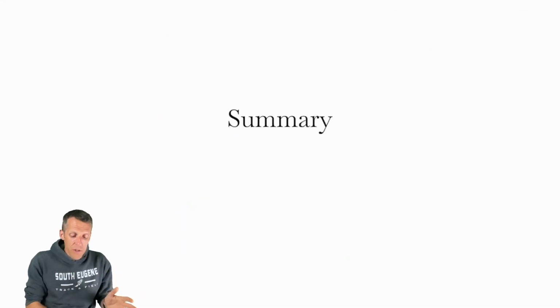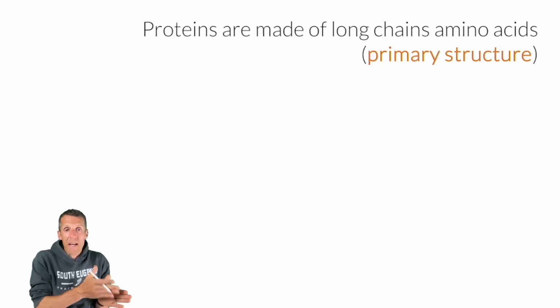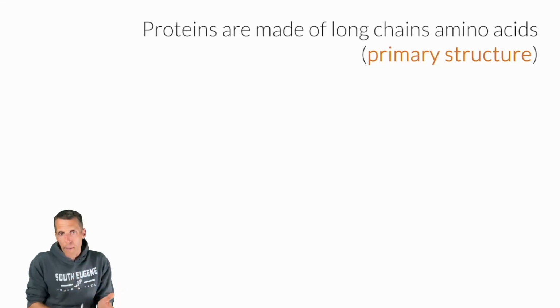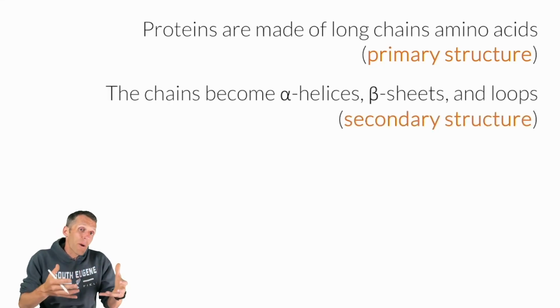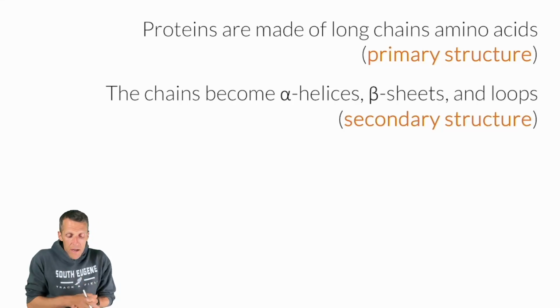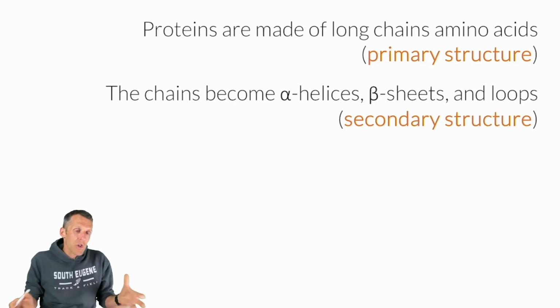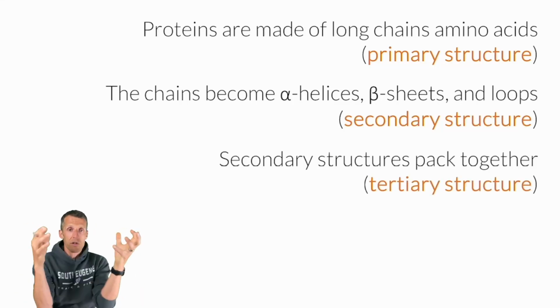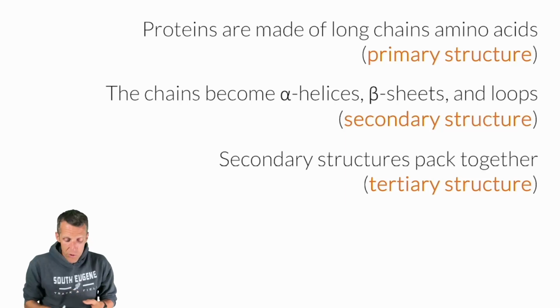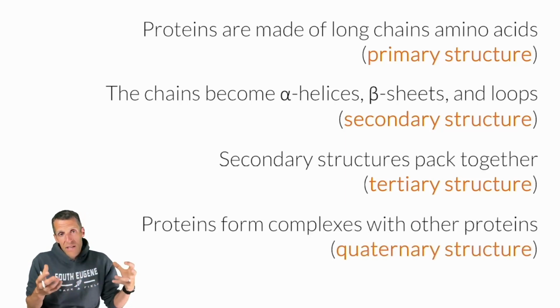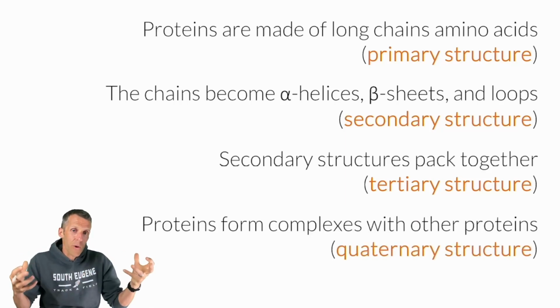Okay, so we're just about done. I just want to summarize really quickly. Proteins are made out of long chains of amino acids joined by peptide bonds. This is the primary structure, whatever the sequence is. These chains form alpha helices, beta sheets, and loops. This is the protein secondary structure. Secondary structure packs together to form tertiary structure, so some specific three-dimensional conformation of the protein. And finally, proteins tend to form or can form complexes with other proteins, and when this happens, it's known as the quaternary structure. Okay, so that's all I have on our tour of protein structure.